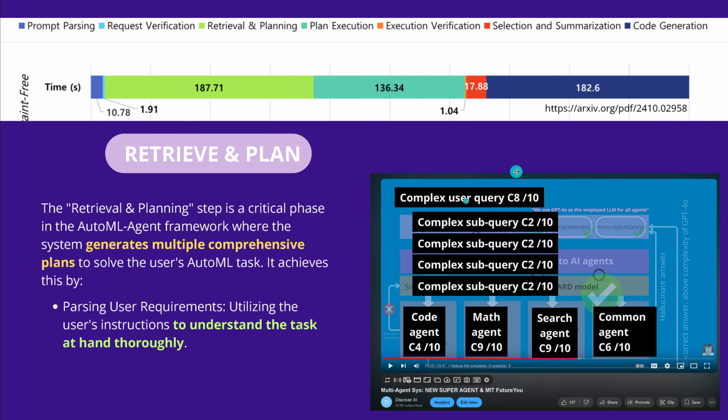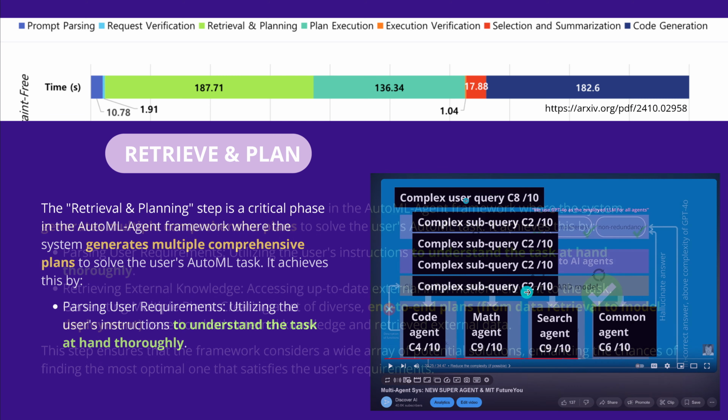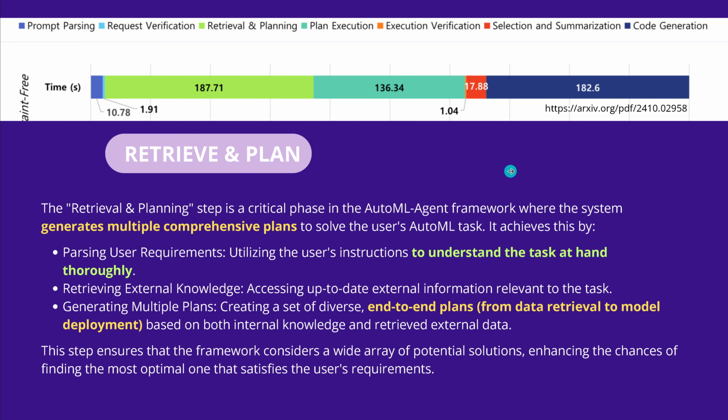Now, you know, in my last video where we were talking about user queries with a high complexity, like a complexity 8 out of 10, if we try to decompose those into 2-level complexities, this is not really what might be working, but never mind, let's go on. The next step here, retrieve. So we have to retrieve external knowledge, accessing external, up-to-date data relevant to the task. Beautiful. And then we have generating multiple plans.